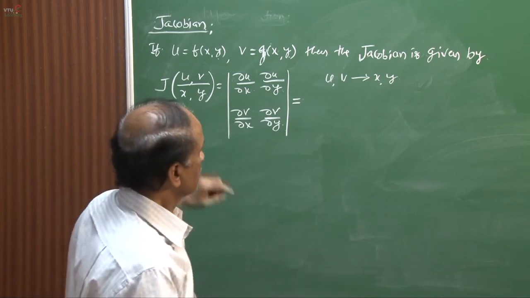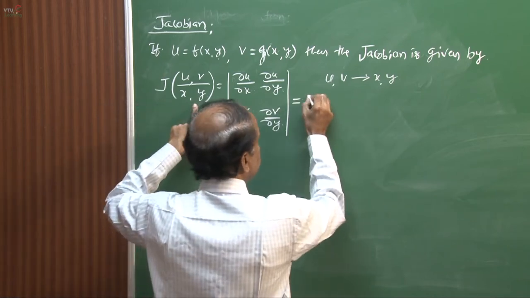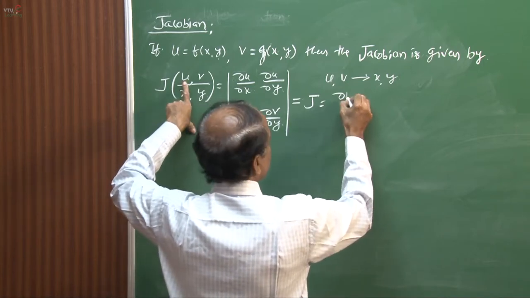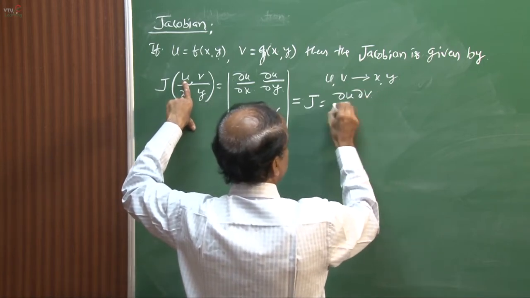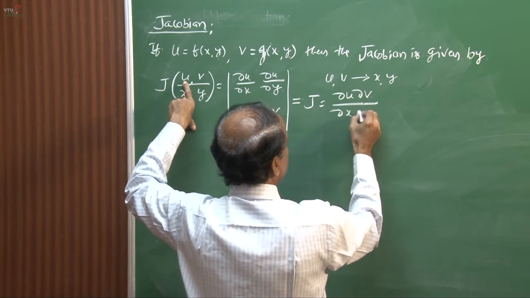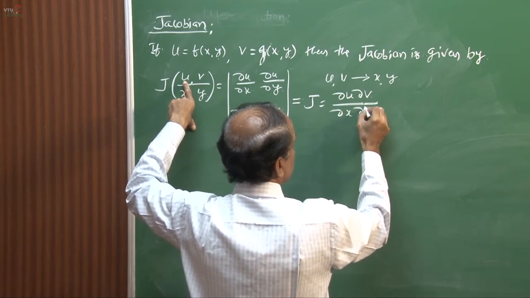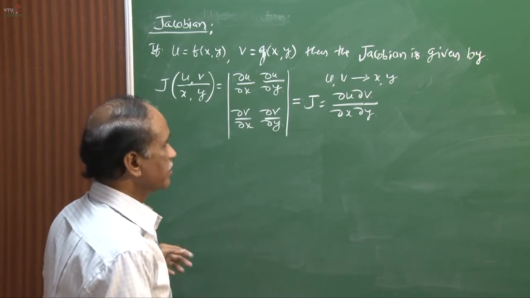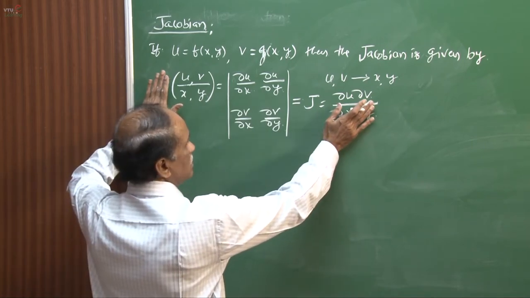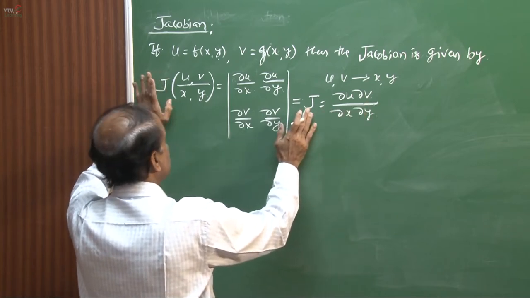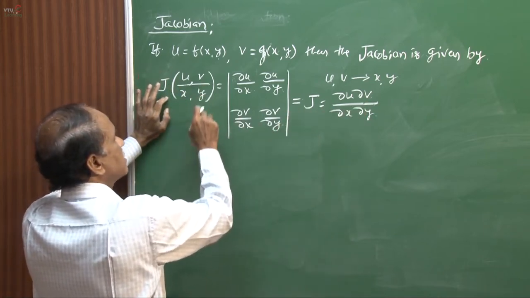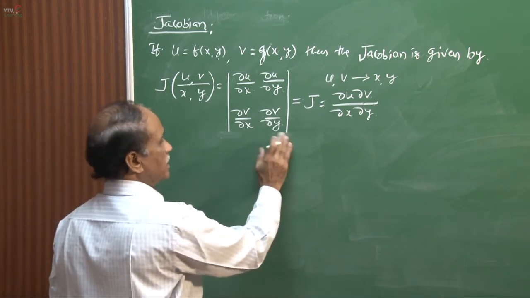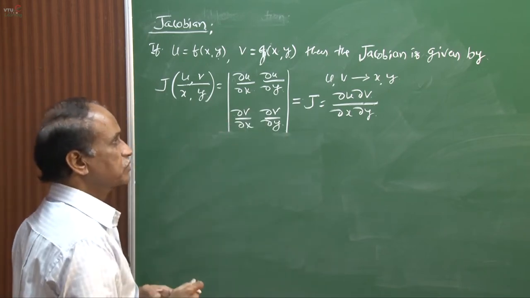In some references you will find this value simply as J, that is equal to daba u daba v divided by daba x daba y. Daba means del or do. It is a partial derivative. This is one symbol, this is another symbol, this is inside. Like this we take. So, where do we use this?